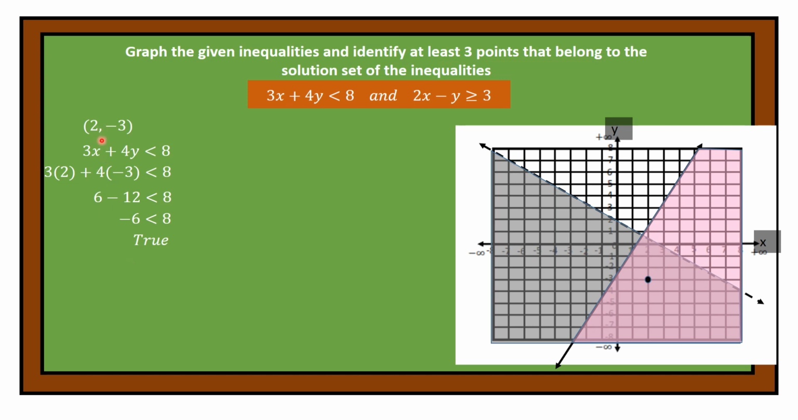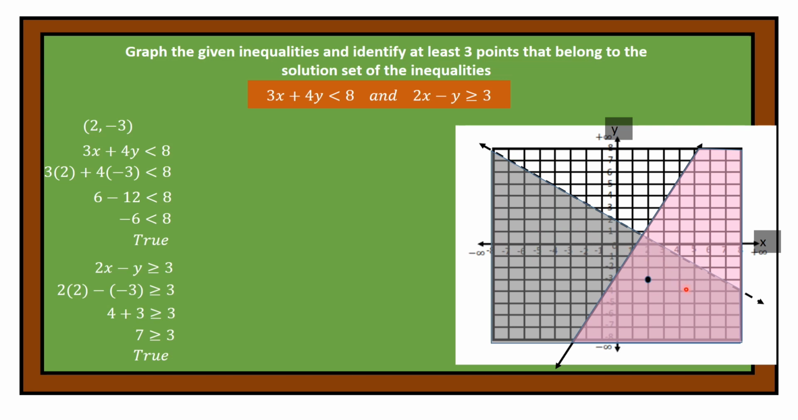Next, i-substitute naman natin ang ordered pair 2, negative 3 sa second inequality. So meron tayong 2x minus y is greater than or equal to 3. So, ito ay magiging 2 times 2 minus, we have here negative 3 is greater than or equal to 3. So, pag sinolve, we have 2 times 2 is equal to 4, and then negative times negative 3, so we have here positive 3. 4 plus 3 is equal to 7, and then copy is greater than or equal to 3. So, this statement is also true. Ibig sabihin, na-satisfy nitong ordered pair na to yung ating inequalities.